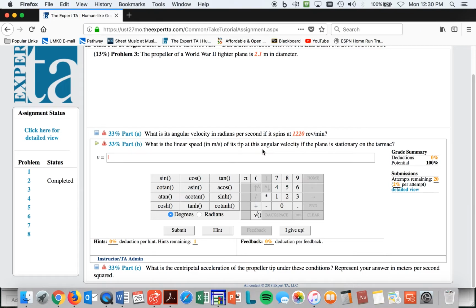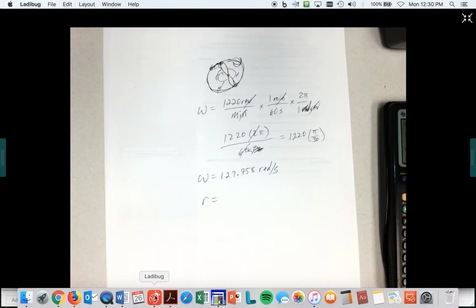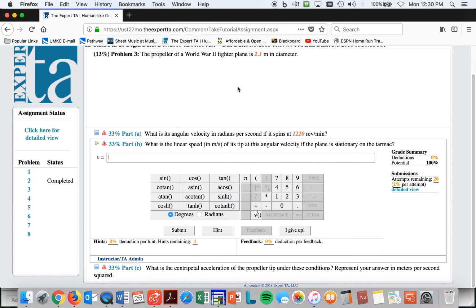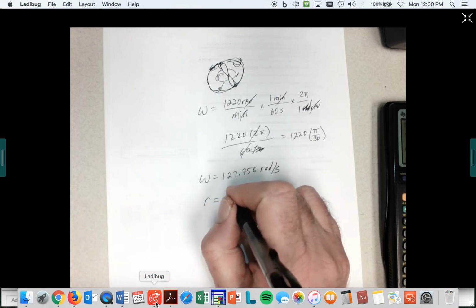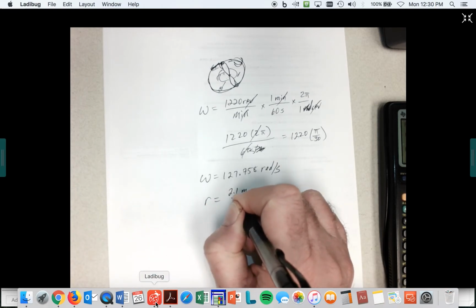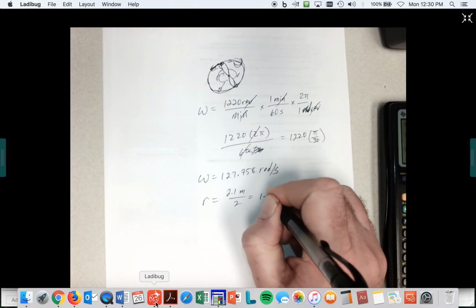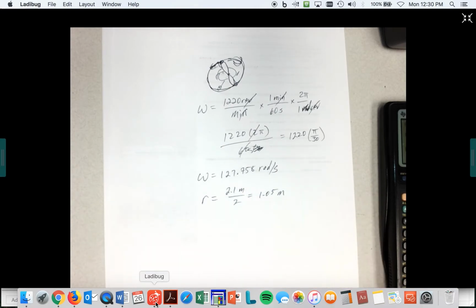All right, so we just did this problem in the last one. We know the angular speed. We know the radius. Let's go back and find the radius real quick. What did they tell me the diameter of this was? 2.1 meters. So R is equal to 2.1 meters divided by 2, which would be 1.05 meters. And what did we learn?